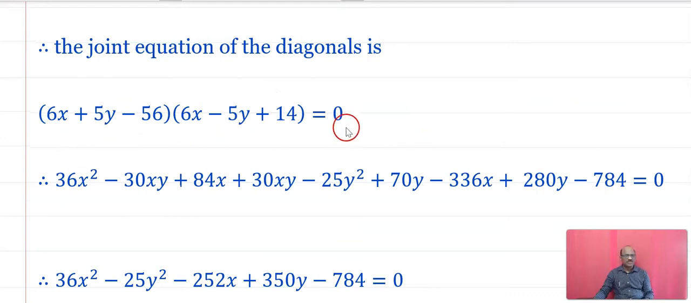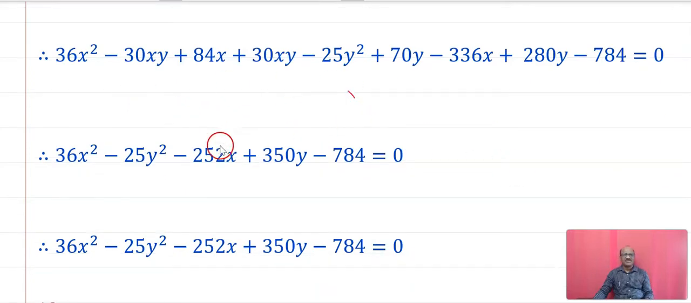Okay, multiplication, you can do this here. That is 6x into 6x, 36x square. 6x into minus 5y, minus 30xy. 6x into 14, that is 84x. 5y into 6x, 30xy. 5y into minus 5y, minus 25y square. 5y into 14, that is 70y. Next is minus 56 into 6, that is 336x. Next is minus 56 and this minus, that will become plus, that is 280y, and the product of minus 56 into 14, that is minus 784, that equals 0.